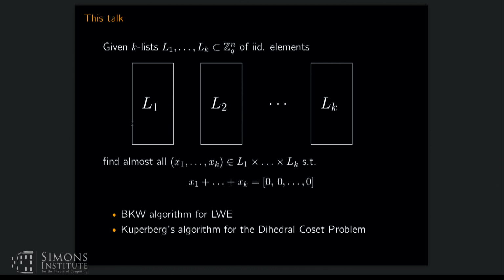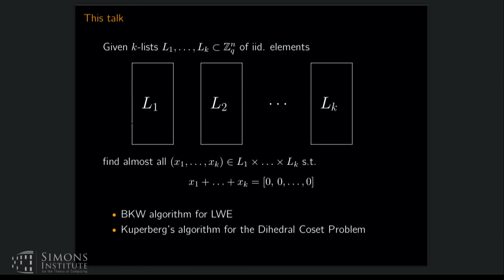Also, this particular problem captures what's known as Kuperberg's algorithm for the Dihedral coset problem. And these two problems, the DCP and LWE, are related. My goal for the first part of the talk is to describe the relation. Before describing the relation, I should actually define these two problems. There are two problems on my slides, LWE and DCP.